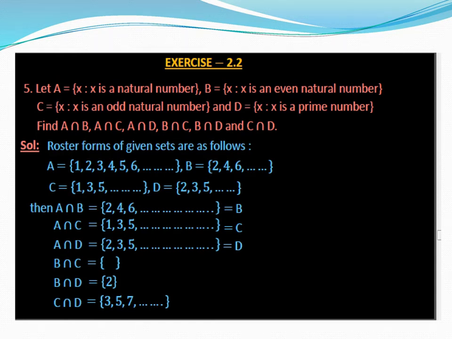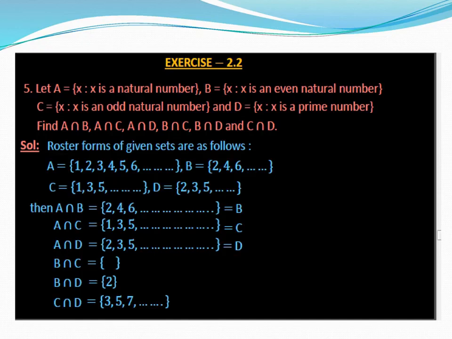Let A equal the set of x such that x is a natural number. B equals the set of x such that x is an even natural number. C is a set of x such that x is an odd natural number. And D equals the set of x such that x is a prime number. Find A intersection B, A intersection C, A intersection D, B intersection C, B intersection D, and C intersection D.